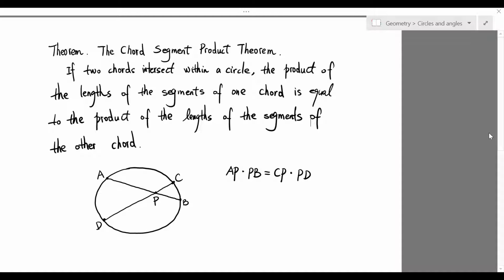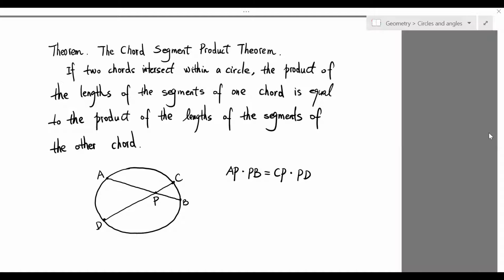In this video, we will prove the chord segment product theorem. This theorem states that if two chords intersect within a circle, the product of the lengths of the segments of one chord is equal to the product of the lengths of the segments of the other chord.